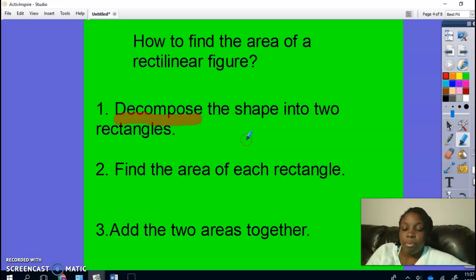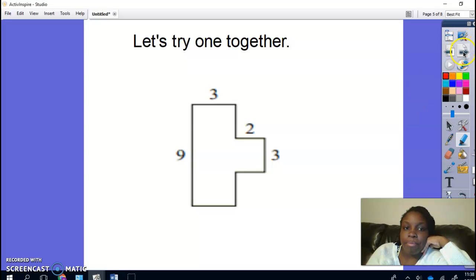So you decompose the shape into two rectangles. We're going to do that. Then we're going to find the area of each rectangle. So we're going to find the area of one rectangle and find the area of the other rectangle. And then we're going to add the two areas together, and then we'll have our final answer for the area of a rectilinear figure. So review one more time: decompose the figure into two rectangles, find the area of each rectangle, and then add the two areas together.